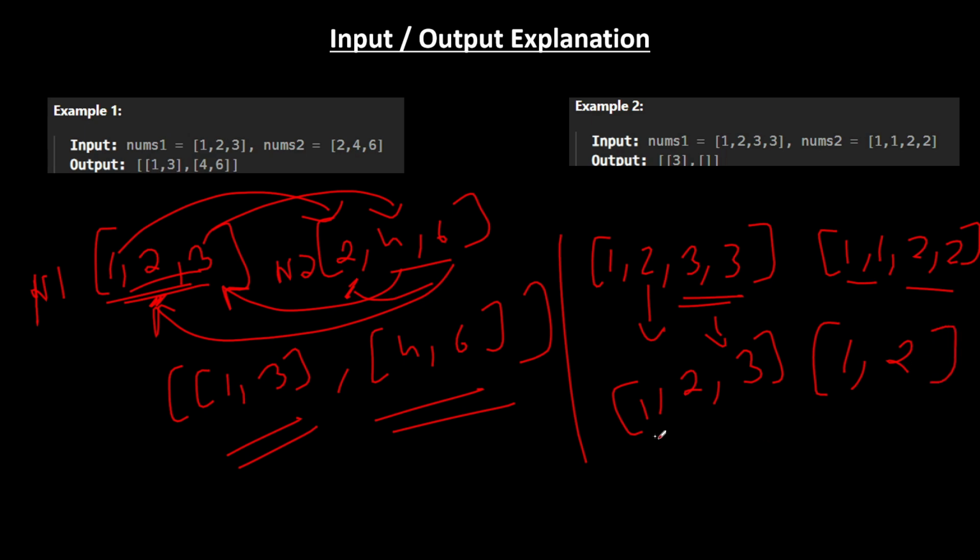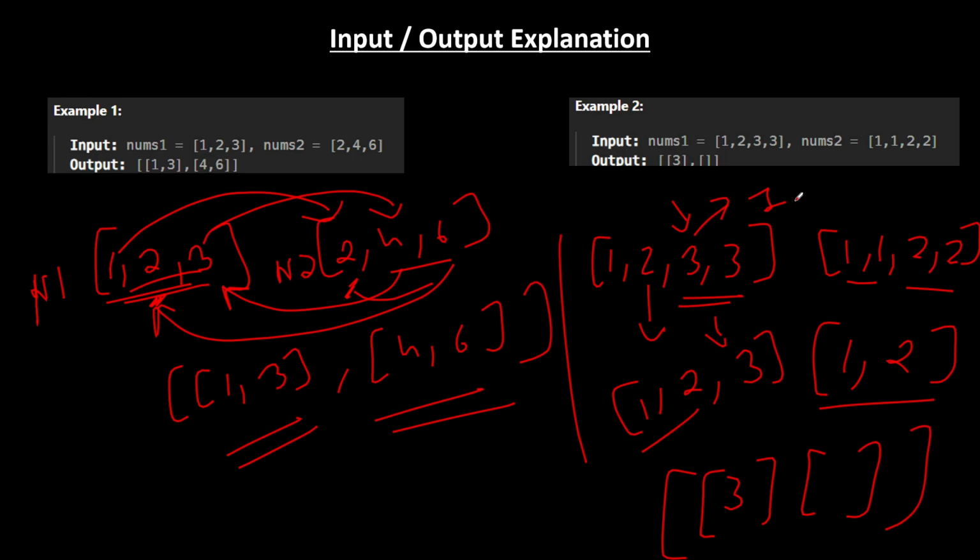Now if you compare both arrays, 1 and 2 are common in both, so the output comes out to be 3 from the first array, and from the second array it remains empty. So we have to keep in mind that if we have the same numbers repeating in the array, we have to take them as one only. I hope you understood the input output explanation. Now let's move to the next slide.